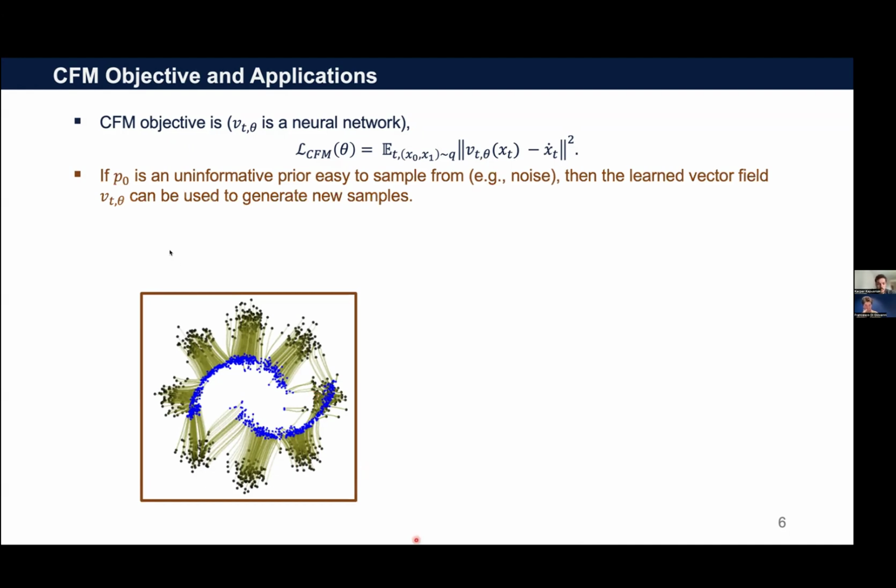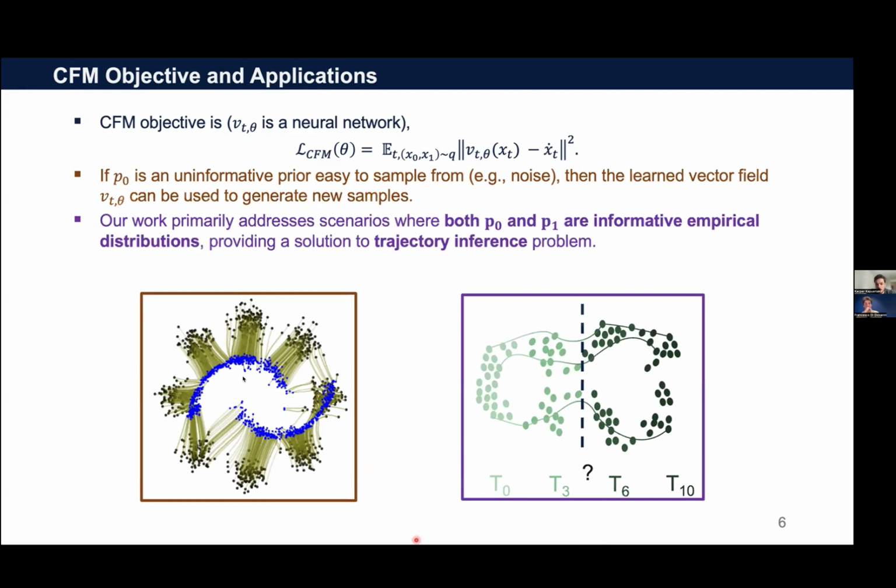from noise. However, in our setting, metric flow matching, we mainly consider a different scenario where, again, both source and target distributions are informative empirical distributions. And here we not only care about generating the target, but also about meaningful interpolations. And now Francesco will outline why conditional flow matching might be limited in that regard.